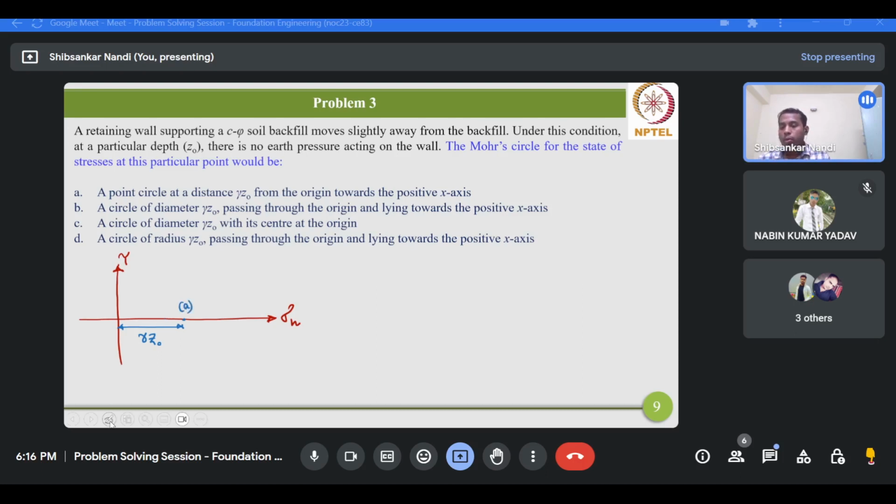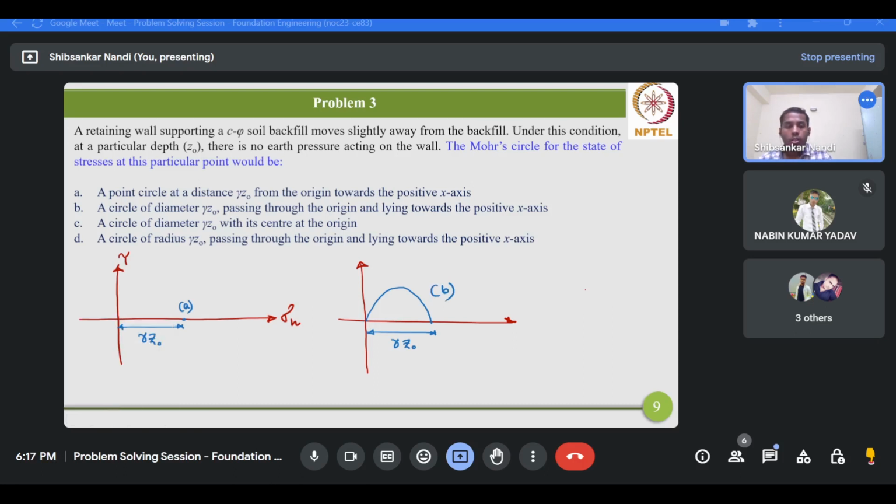Now what about option B? Option B is a circle of diameter gamma Z0. Okay, so this is a circle of gamma Z0 passing through the origin and lying towards the positive x-axis. So this is talking about this kind of scenario, that it has a diameter gamma Z0, and again the circle is passing through the origin and lying towards the positive x-axis. So this is option B.